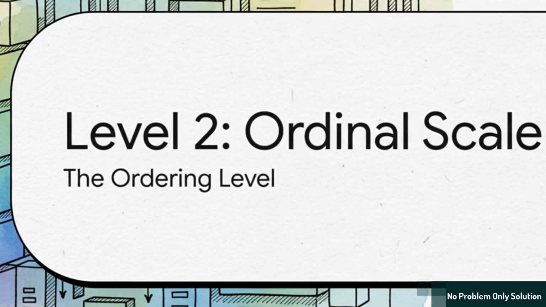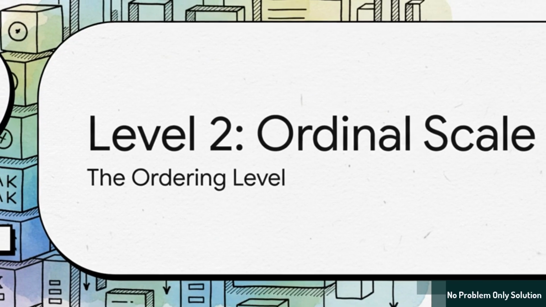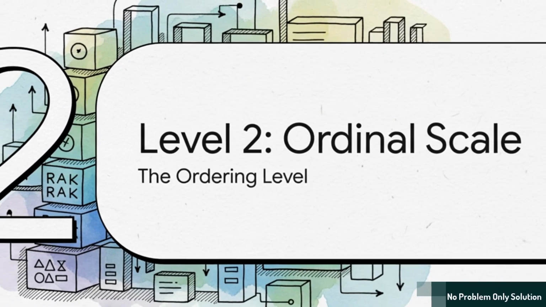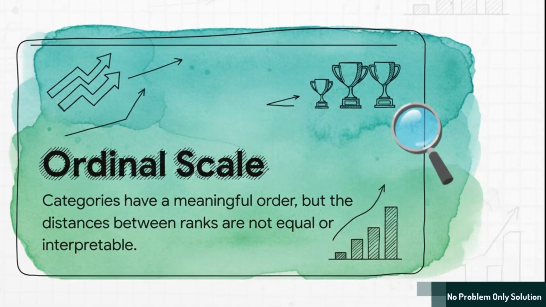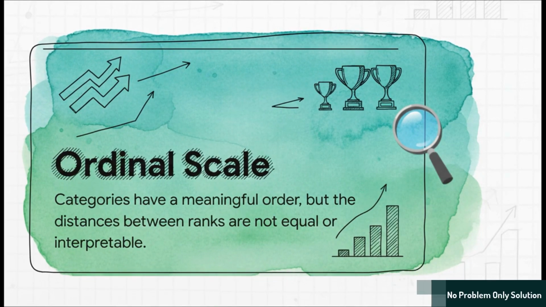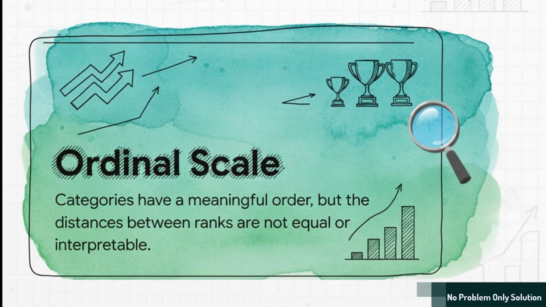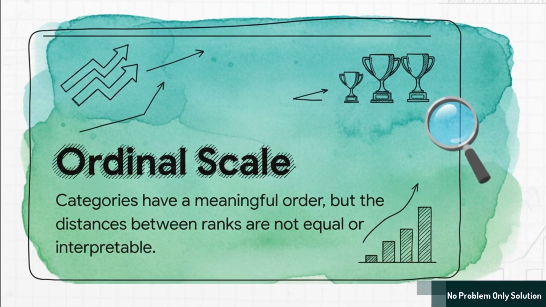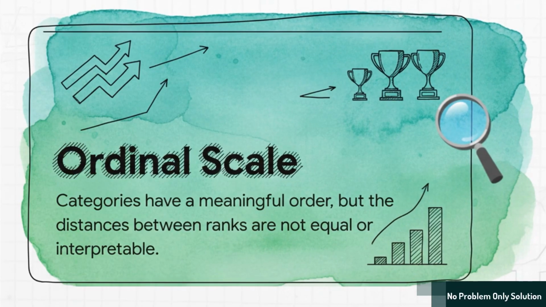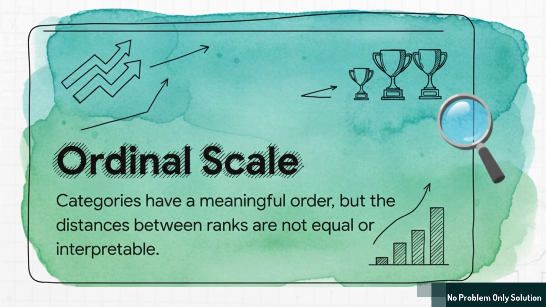All right, let's climb up to the next rung. We're gonna take everything from that first level, but now we're gonna add one crucial piece of new information. Welcome to the ordinal scale. You can also think of this as the ranking scale. Now, not only are we putting things into boxes, but those boxes have a meaningful order. For the first time, we can say that one thing is greater than or less than something else.